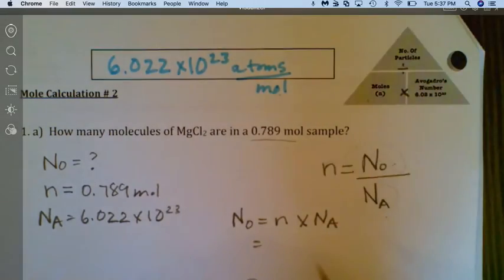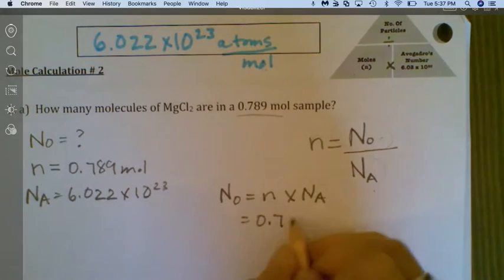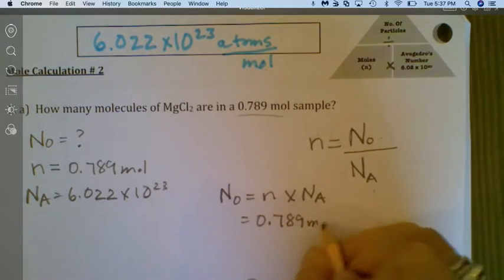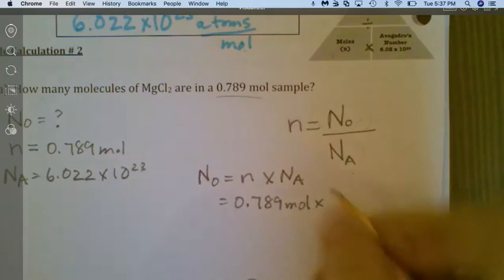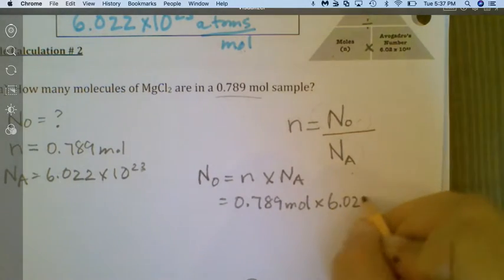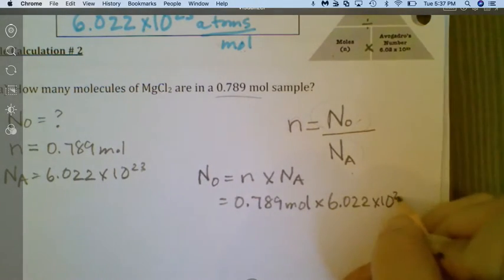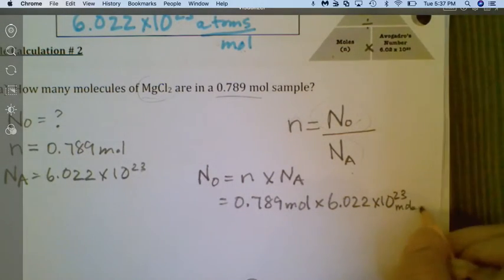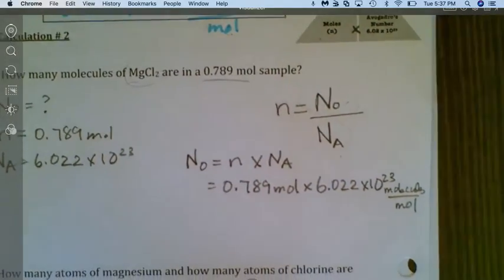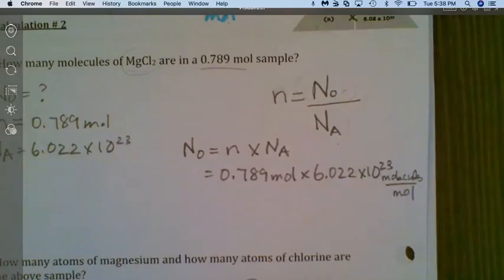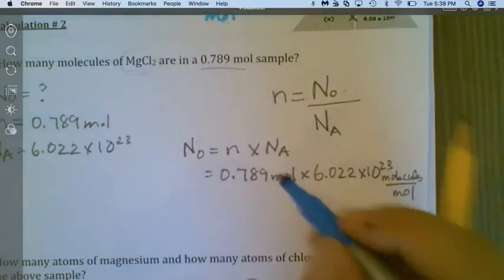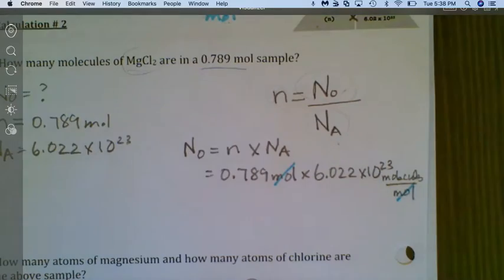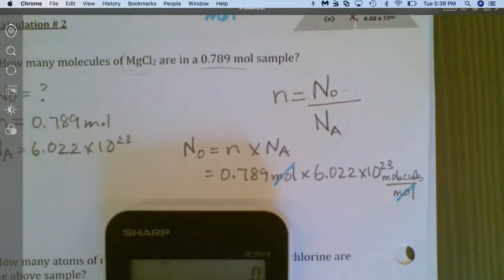And now I can substitute my values in. 0.789 moles times 6.022 times 10 to the 23. Now, because this is a molecule, I write down molecules per mole. And what I notice in this scenario is that my moles will cancel out because I have one unit that is in the numerator, one in the denominator, and then I go ahead and I put this into my calculator.